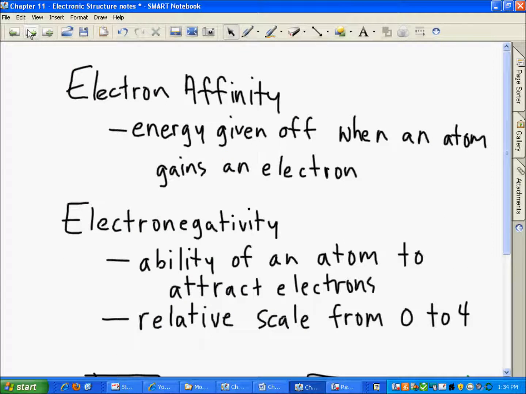Opposite to ionization energy is electron affinity. So ionization energy is the energy you need to pull electrons out of an atom. Electron affinity is the opposite: the energy given off when you put an electron in.